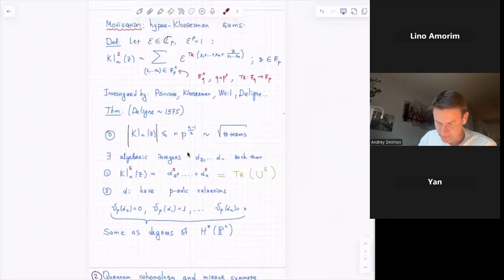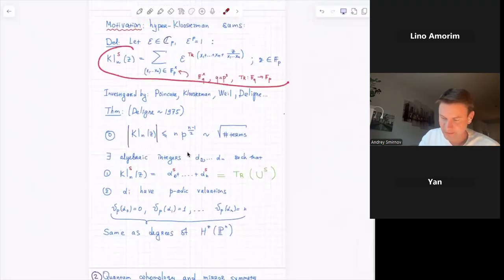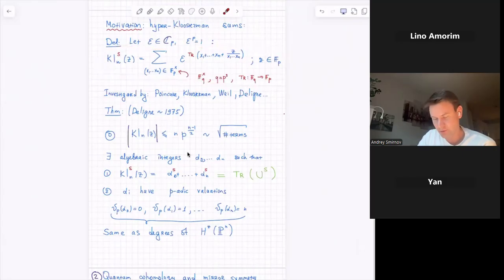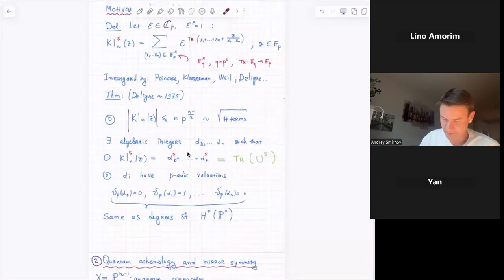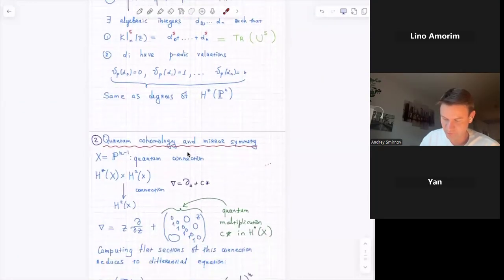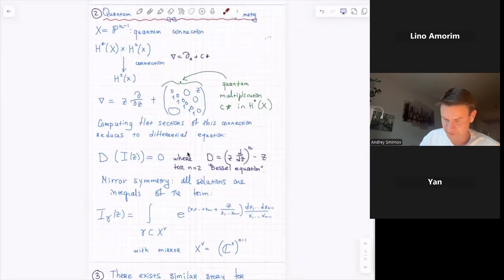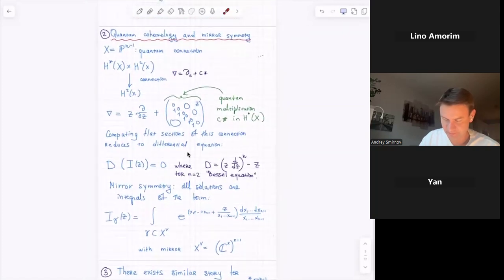All right. So we have this sum, and this sum is an analog of a well-known integral, which appears in quantum cohomology, namely the mirror integral for projective space. So it's my next slide. So I'm going to recall this story.